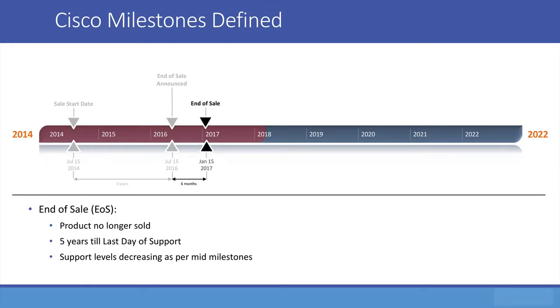So this initial period can be variable depending on how long Cisco keeps the product in market. But once the end of sale has actually been triggered, then the following timelines are standard for all Cisco products and solutions. So in this case here, we have an end of sale announced on January 15th, 2007. So let's look at what happens after that.